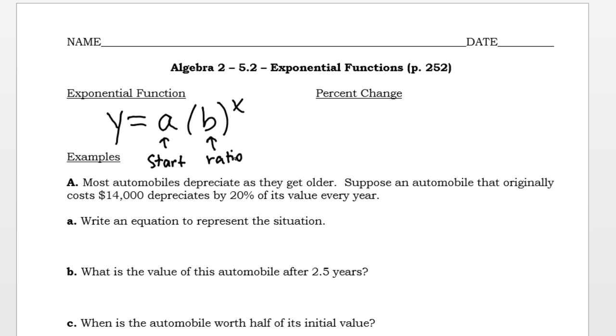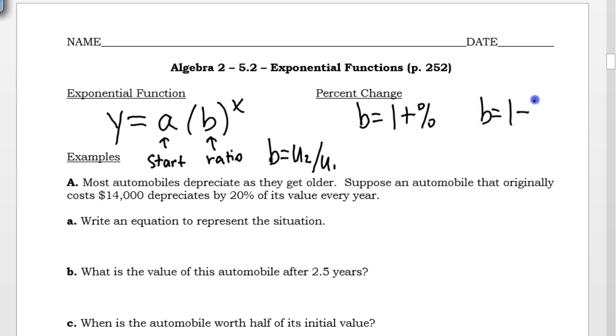We have three different ways to get the ratio. We can get the ratio, if you remember geometric sequences from chapter 1, where we take the second number and divide it by the first number. We could also get the ratio doing percent change. If we have a percent increase situation, we do 1 plus the percentage, or a percent decrease situation, 1 minus the percentage. So for example, if I have a 12% increase, my ratio would be 1 plus 0.12, which is 1.12.